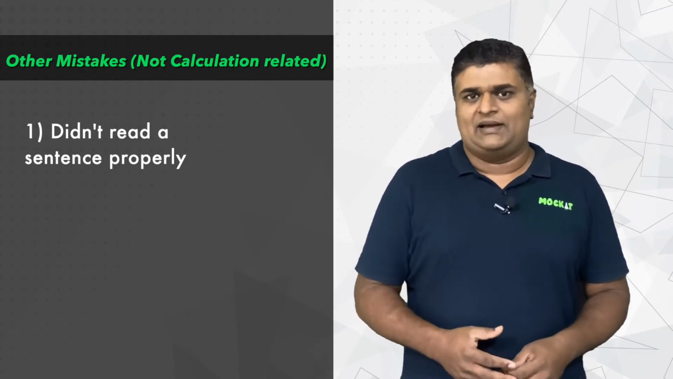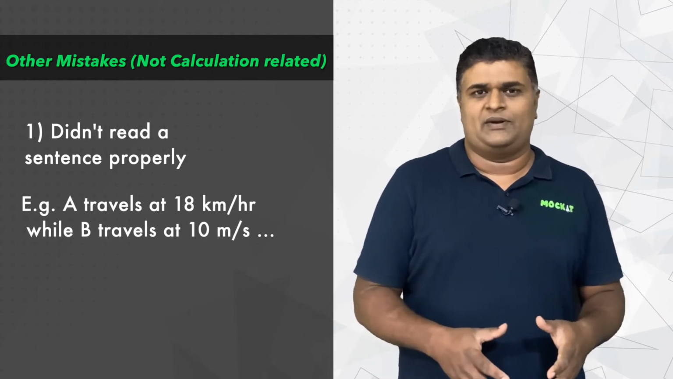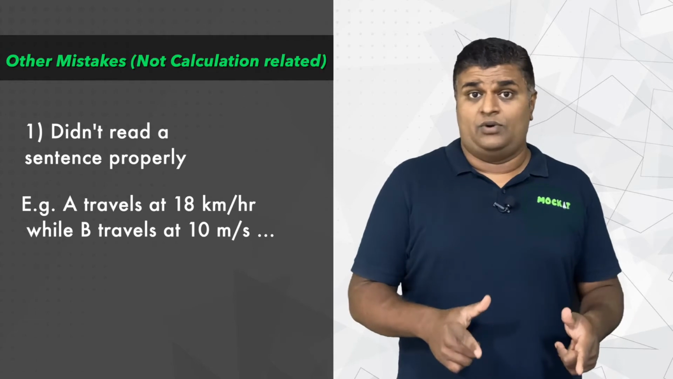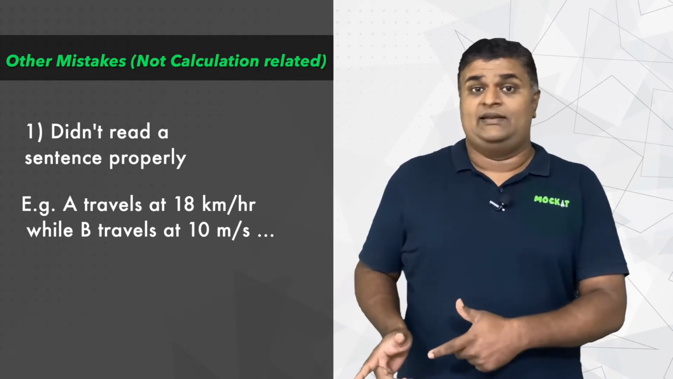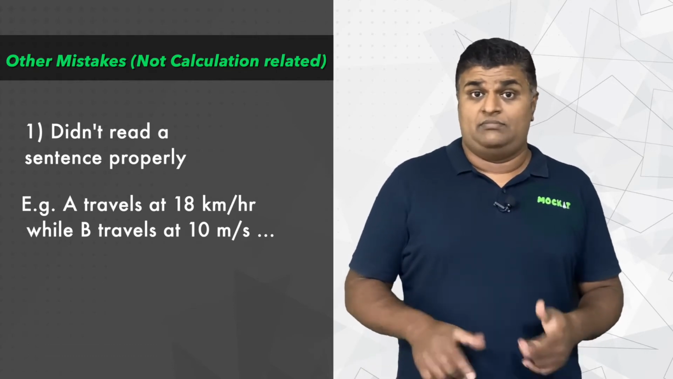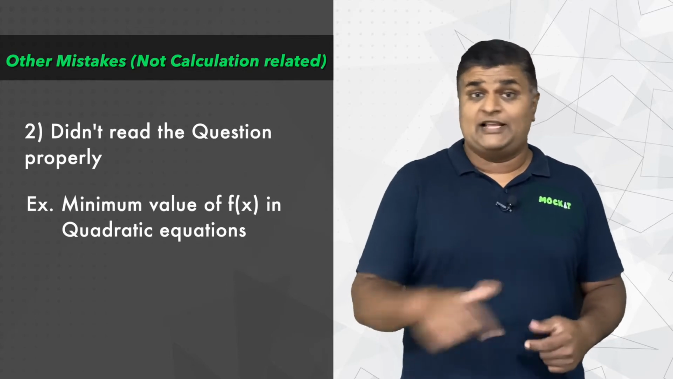I'll give you a couple of examples, right? So one is a question, let's say you have A traveling at 18 kilometers per hour and B is traveling at 10 meters per second, right? The units are different. You got to note that and you got to convert one of them. 18 kilometers per hour, you probably have to write it as 5 meters per second. Now, if you don't do that properly and you're going too fast, you make a mistake. Another type where you didn't read the last part of the question properly.